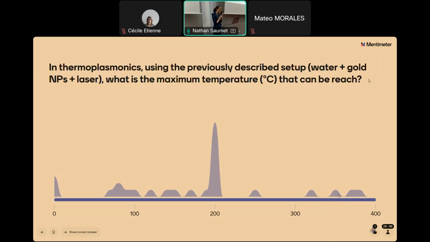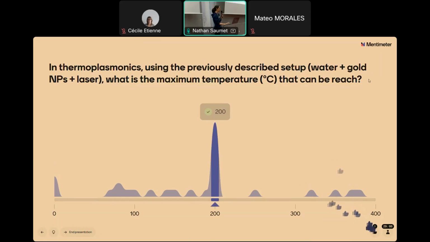So here we have many different responses. So the good answer is 200 degrees, which is surprising, because we all know that when we want to cook pasta, for example, we need 100 degrees to have the water boiling, but not on this system. It is due to the fact that the sample is really flat and water needs nucleation sites to start boiling.